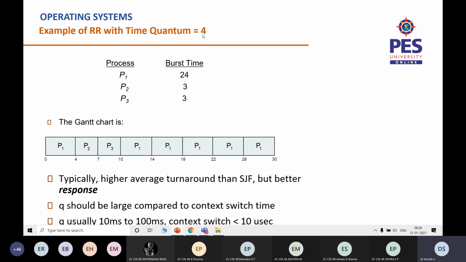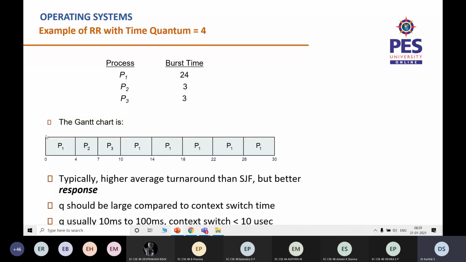It doesn't make any sense for me to allocate the entire 4 milliseconds of quantum to process P2, where it can complete the job in 3 milliseconds itself. So I am not ready to waste that 1 millisecond. What we'll do is allocate the time quantum of 4 milliseconds, but at 3 milliseconds itself process P2 will complete and terminate. Immediately the next process is going to be pulled in and assigned the task. So effectively P2 will use only 3 milliseconds of the quantum.